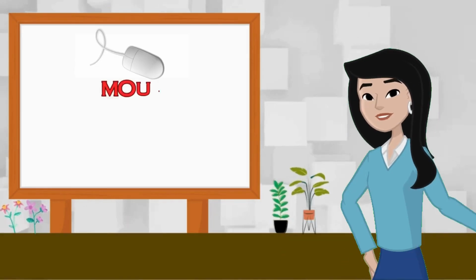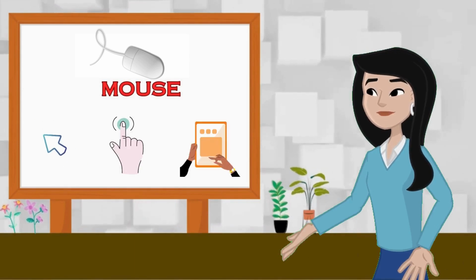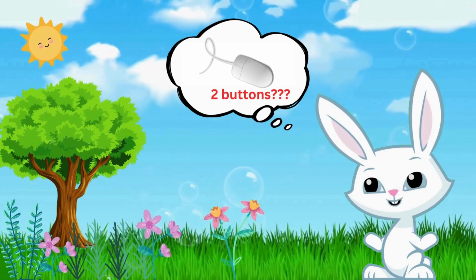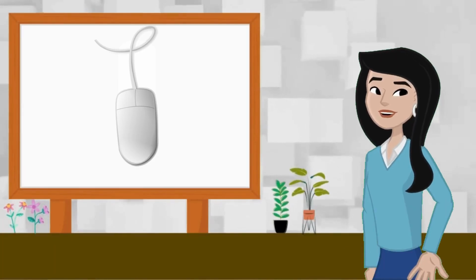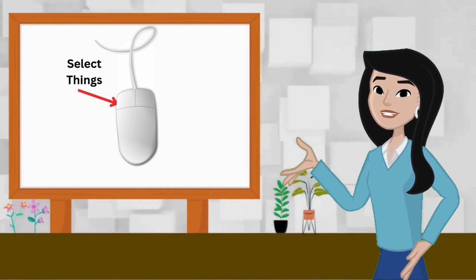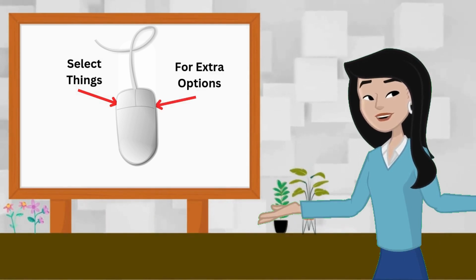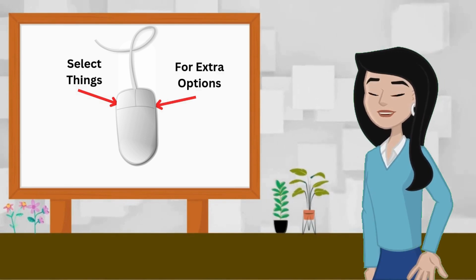Now look at this friendly mouse. It is used to point, select and scroll through the pages. Oh, it's so cute. But why does it have buttons? Great question, Barney. So, this mouse has two buttons. The left button is used to select things and right button gives you extra option. So, it acts like a sidekick for the computer system.